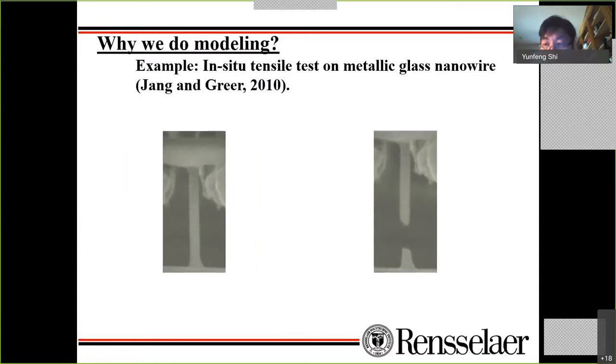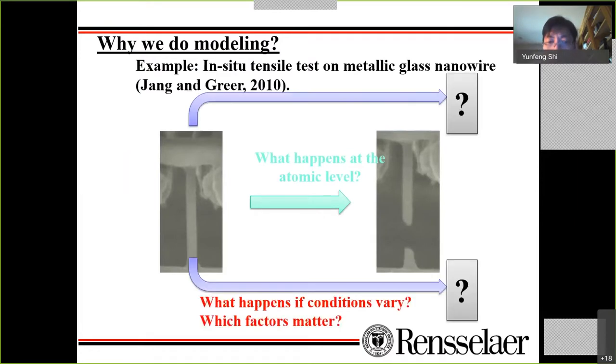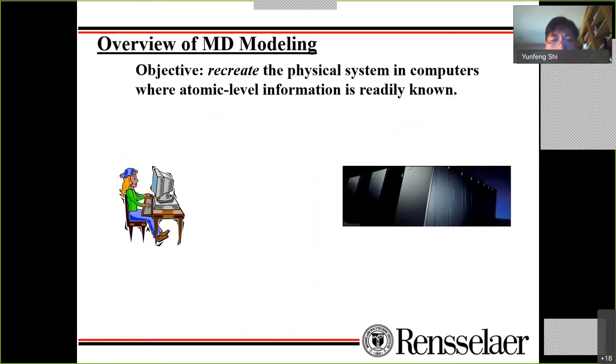This is our question. And hopefully simulations can help us understand what happens at the atomic level. But more importantly, I think modeling, molecular dynamics simulation for instance, will provide alternative answers. Say, if I change the loading speed, if I change the temperature, if I change the material, what's going to happen? What factor matters most? So usually, as a modeler, your only objective is to recreate the physical systems in computers, where the atomic level information is readily known. You know every atom, the species, position, as a function of time, right?